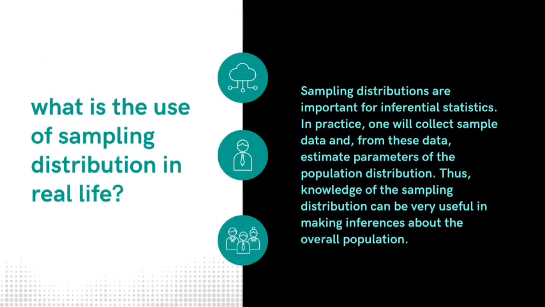Next, what is the use of sampling distribution in real life? Sampling distributions are important for inferential statistics. In practice, one will collect sample data, and from this data, estimate parameters of the population distribution. Thus, knowledge of the sampling distribution can be very useful in making inferences about the overall population.